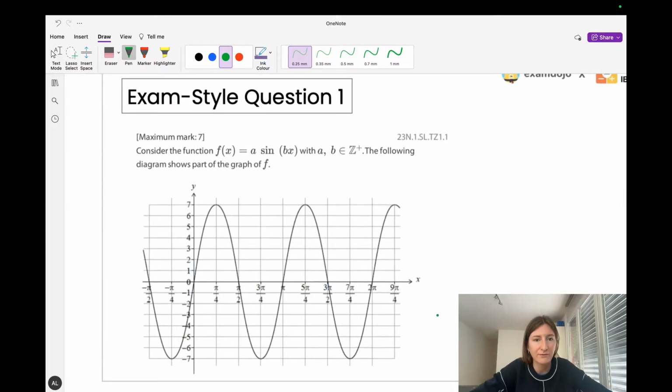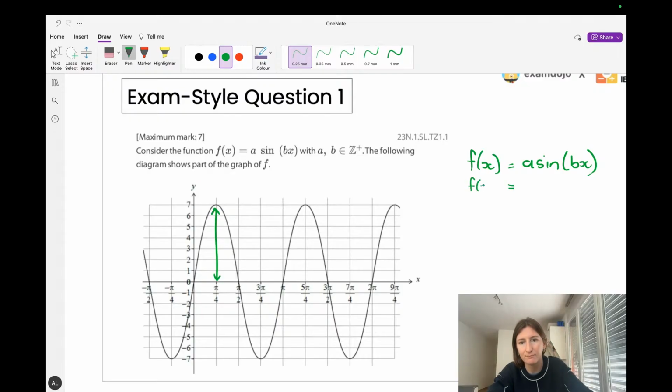Now, consider the function f of x, I'm just going to write it again, equals a sine bx. See, we're missing c. They're not asking us about c in this question, and we're most likely going to have to find a and b. So they've given us the graph. Already, before I have to do any calculations, I can see that the amplitude is 7. See, from here to here, halfway through. Amplitude is 7, so I can already write that in. Sine bx. Okay. My principal axis is at 0. That makes sense because we're not adding on or subtracting anything here.